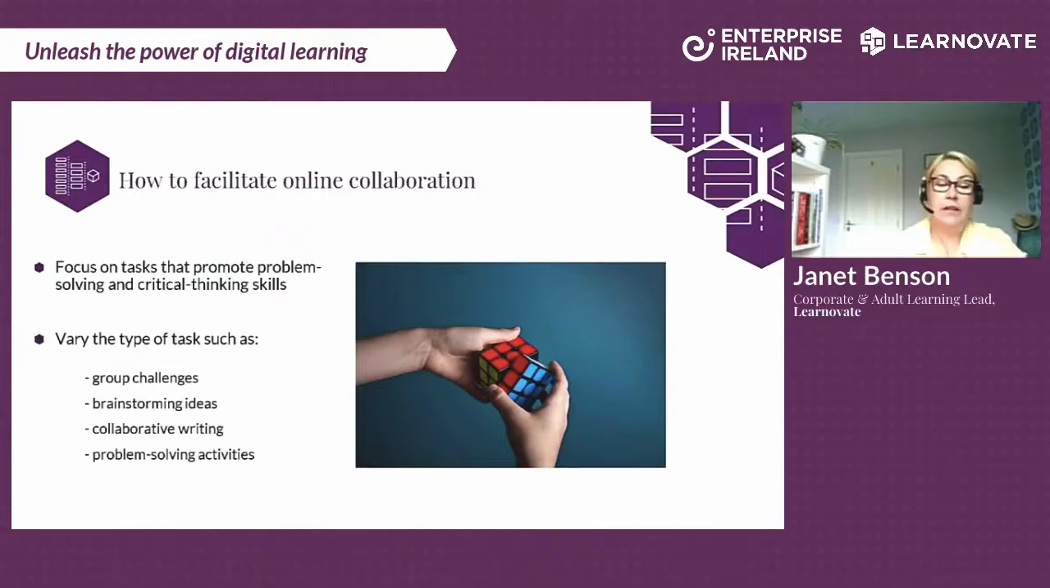And there's lots of different types of tasks you can do for that. And I think it's good to vary the types of tasks as well, so people don't feel like, oh, we're doing this again. So group challenges, brainstorming ideas, collaborative writing, and all of these can be facilitated in an online environment through lots of different types of tools. So again, it's varying what people are doing to keep them engaged.